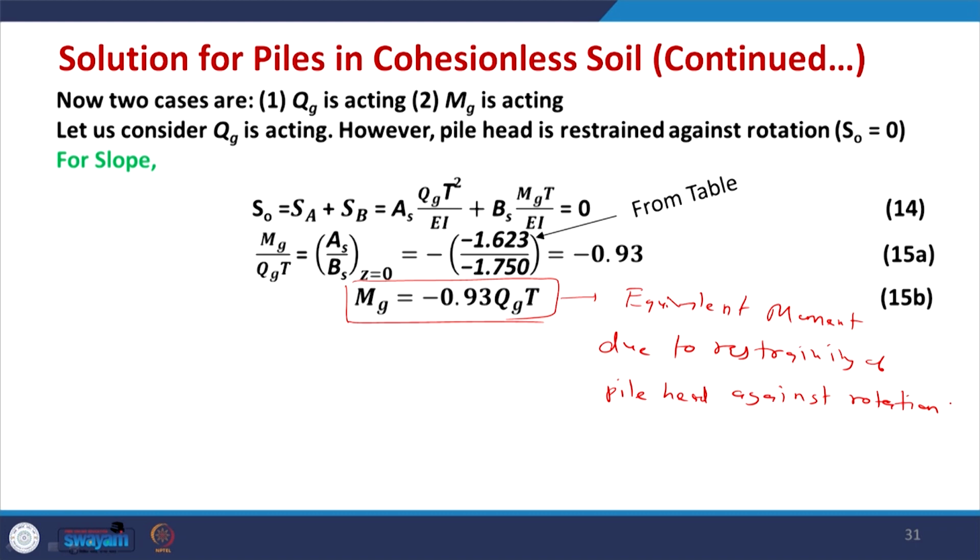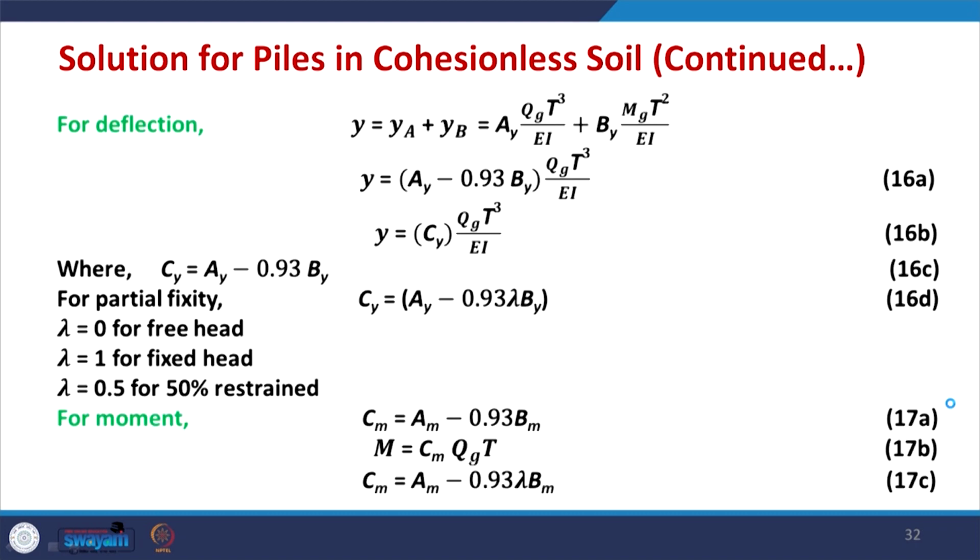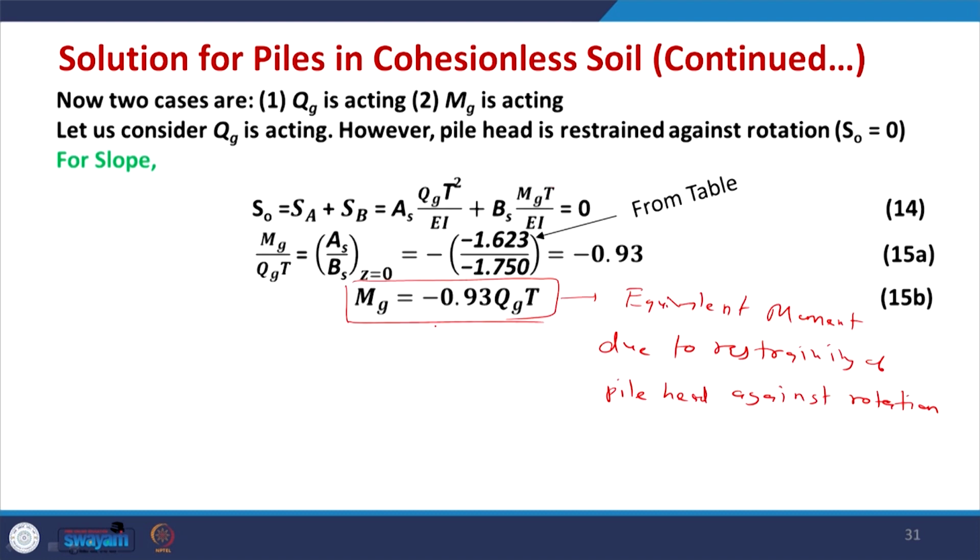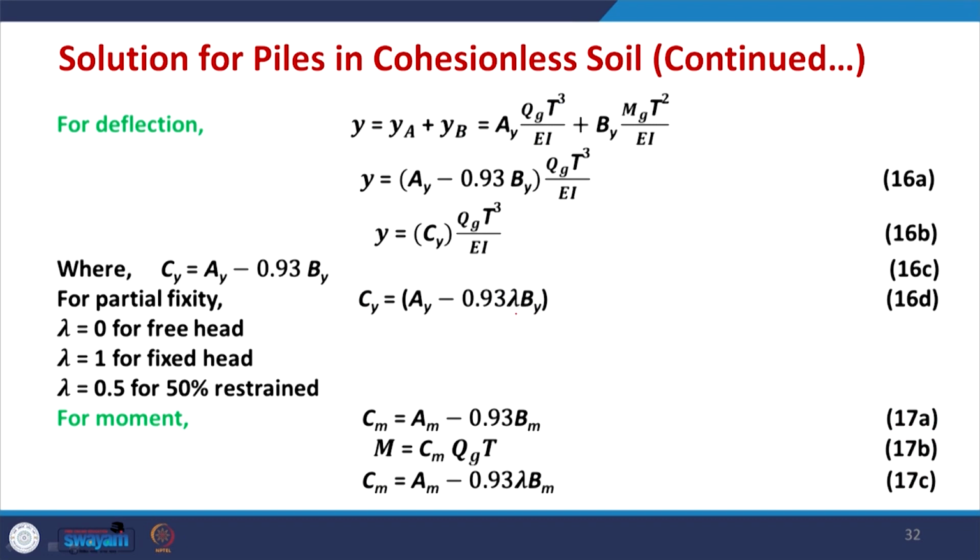So, continuing with the solution for piles in cohesionless soils. Once you have done this, for deflection you now have Ay plus By, that is, Ay Qg T cubed plus By Mg, and we substitute Mg equal to minus 0.93 Qg T. Ultimately you end up with Ay minus 0.93 By, which is Cy, where Cy is nothing but Ay minus 0.93 By.